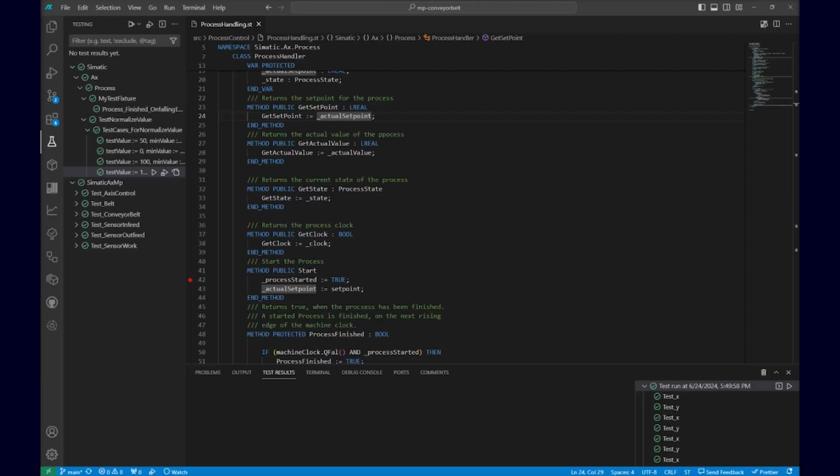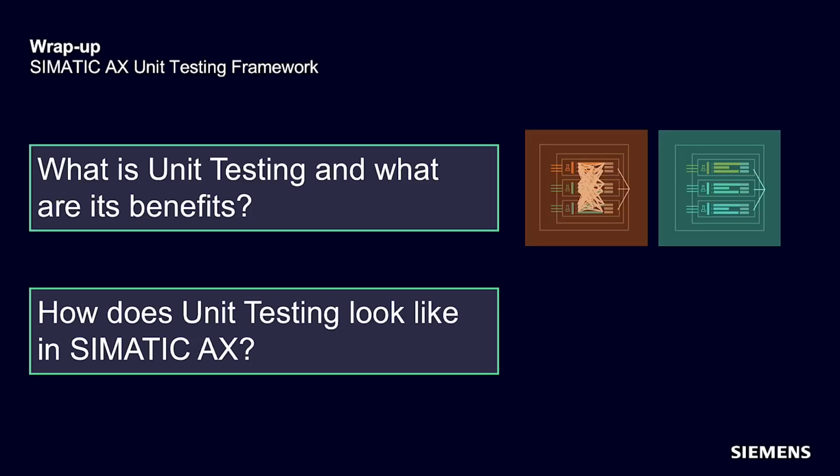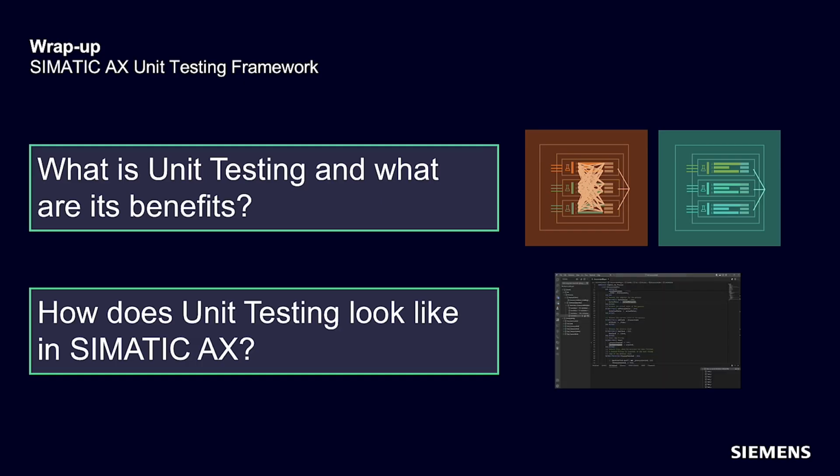I hope that you've enjoyed the demonstration of SIMATIC AX unit testing framework. I like it very much because it saves me time and money during the development and ensures a higher level of the software quality. In this screencast, we've explored the fundamentals of unit testing and its significant advantages in the world of automation technology. We've also seen a practical demonstration using the SIMATIC AX unit testing framework, which not only simplifies the testing process, but also enhances the quality and robustness of our software.